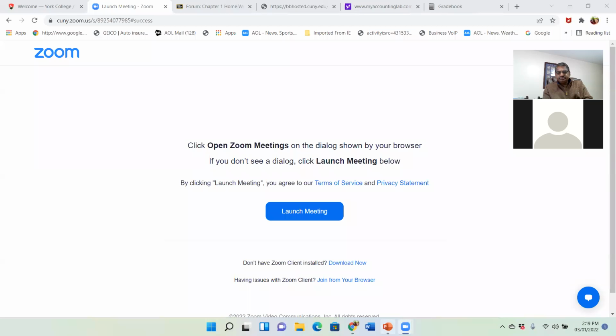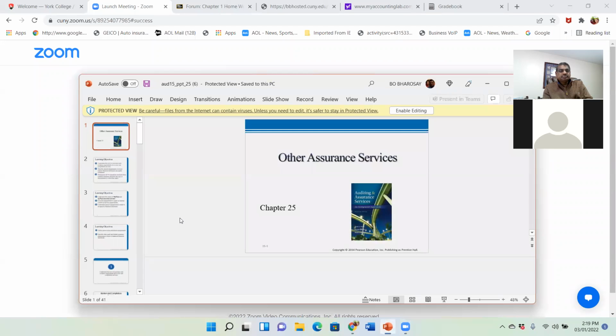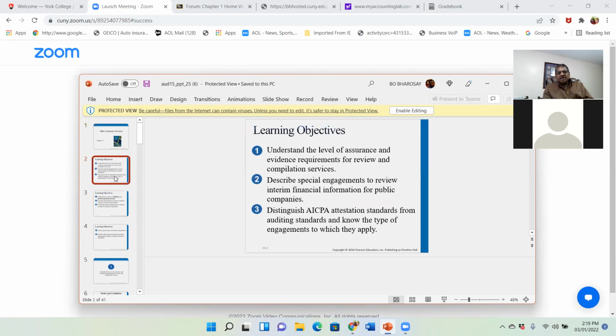Procedures that are, let me just share my screen so I can go to my notes. So procedures that are suggested for review are discussed on page 801. But before I start diving into the chapter, let's look at some of the things we're going to learn in chapter 25.